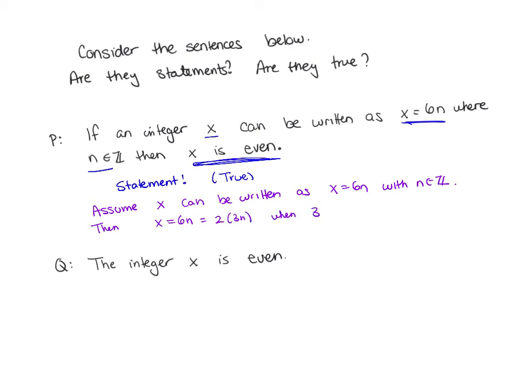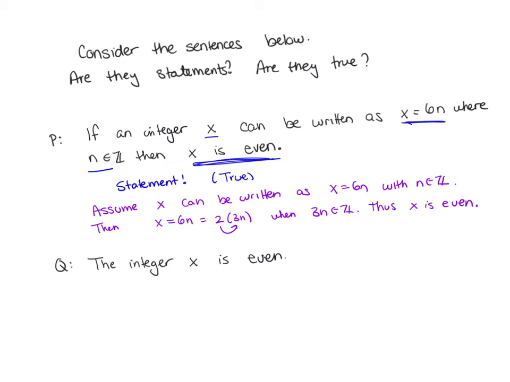So then x is equal to 6n, which is equal to 2 times 3n, where 3n is also an integer. Thus, because x can be written as 2 times an integer, x is even. Right? So that is one example of what a proof of this type of statement might look like, just so we can get used to seeing that.